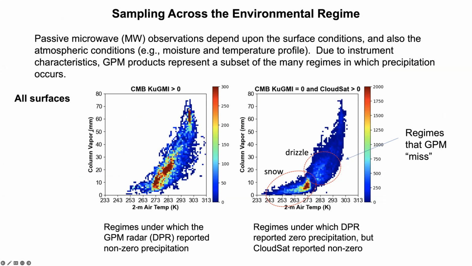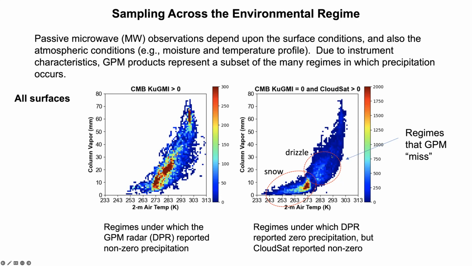So these are the environmental variables I was referring to earlier that the satellite doesn't really know about. It can sense the precip, but it doesn't really have a way to tell you what the 2-meter air temperature is, for example. But you can see the space in which the GPM satellite, in this case, can sense. This is the regime, you might call it, in which it can detect precip.